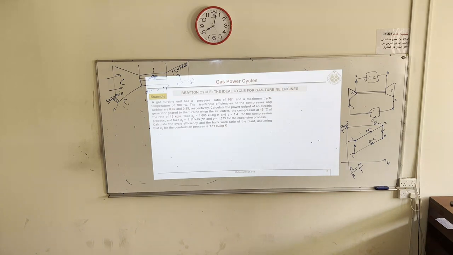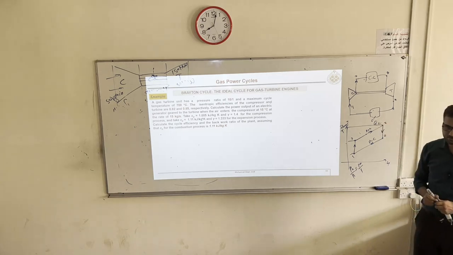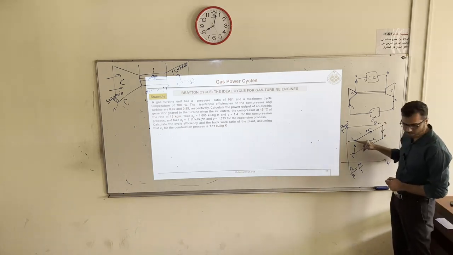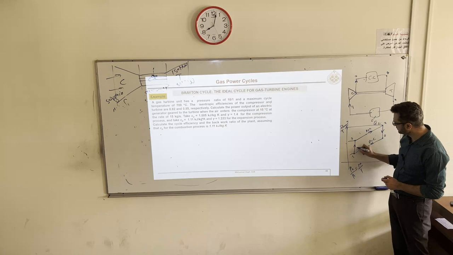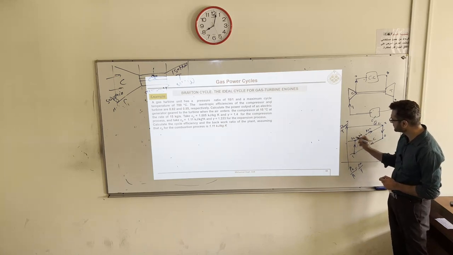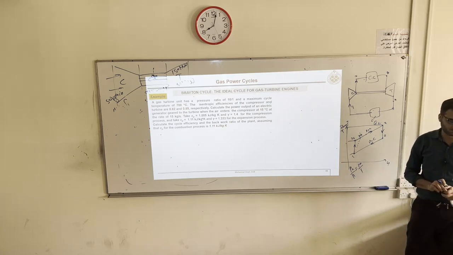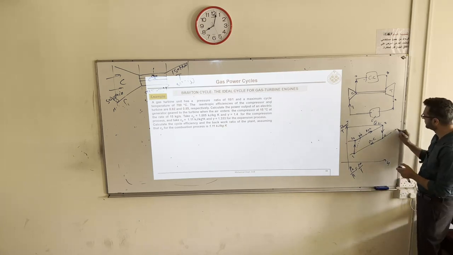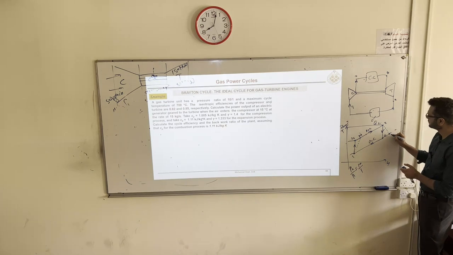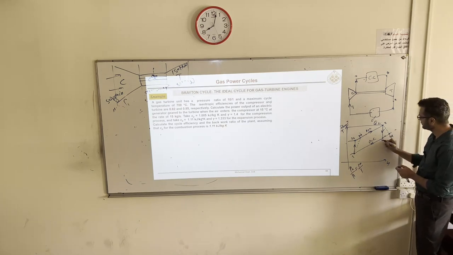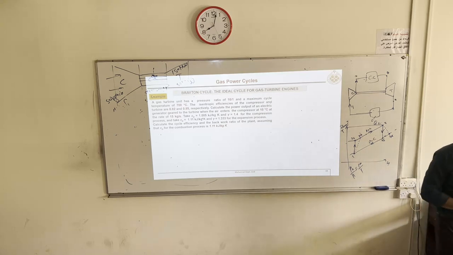Okay. The isentropic efficiencies are given for compressor and turbine. So it means you cannot assume isentropic. It will be actual 2A, and let's use 2S for the compressor, and similarly for the turbine, 3 to 4A, 4S. Okay.